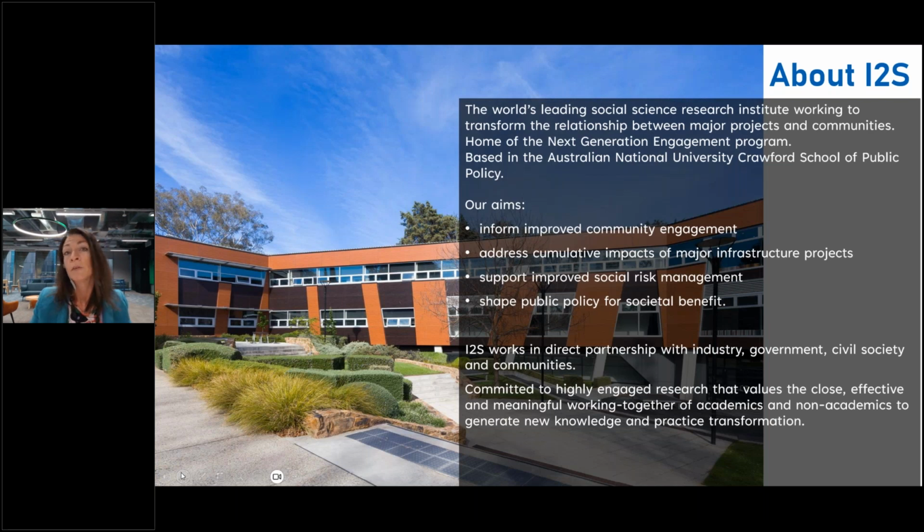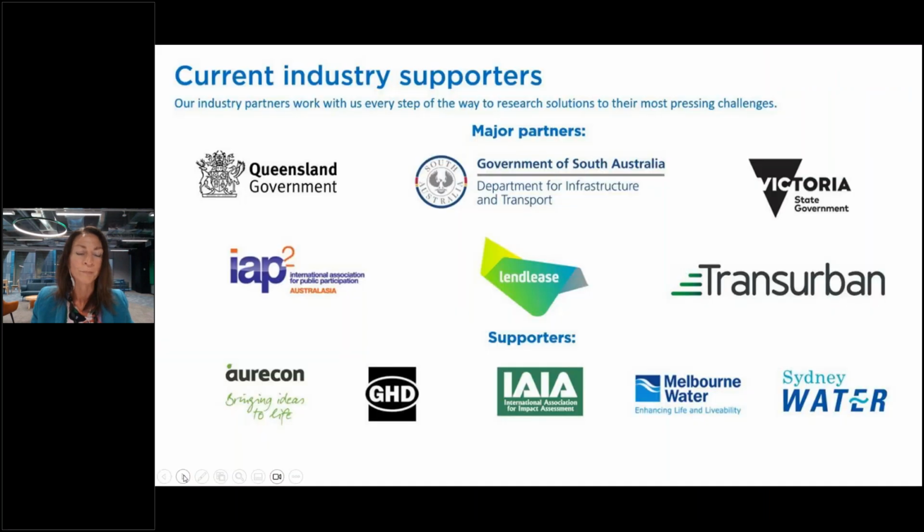And our aims are to inform, improve community engagement around major project delivery, to really help to address the cumulative impacts of major projects. And so looking at the ways in which this big build that's happening around the world is affecting people. We're interested in supporting improved social risk management and social impact assessment. And because we're at the Crawford School of Public Policy, we certainly aim to shape public policy for societal benefit. So as I'm speaking today, you feel free to check out I2S. You can find us at nextgenengagement.org, and we would love for you to get in touch and find out more.